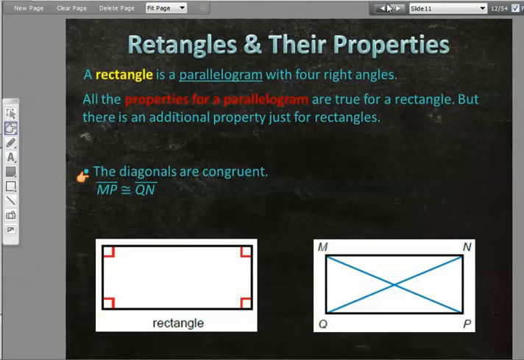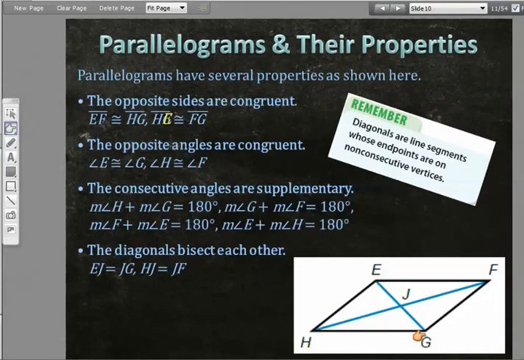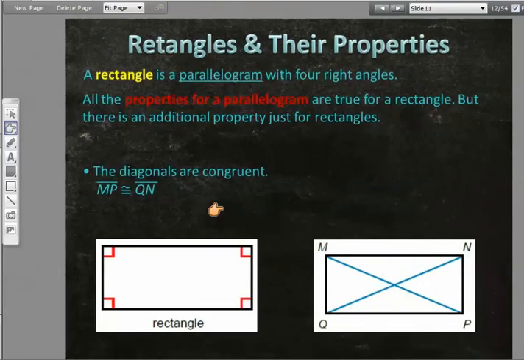So if I'm looking at a parallelogram, EG obviously is not congruent to HF. EG is shorter, okay? But when you're working with a rectangle, those diagonals are going to be congruent. Okay, so not only do they bisect each other, they're the same size. So MP is the same size as QN. Okay? And rectangles, of course, always have the 4 90-degree angles.